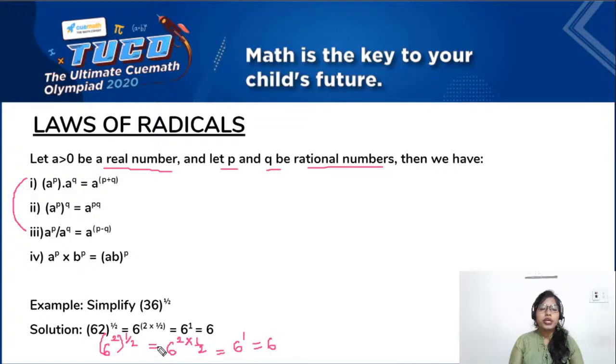Okay. So here what's exactly happening is, we had a 36 here, right? But we all know that we can also express 36 as the square of 6. So instead of 36, I have written the square of 6, which is raised to the power of half. And according to the second law, we could multiply these two powers, 2 times half, which gives us 6. Okay. I hope this was all clear to you.